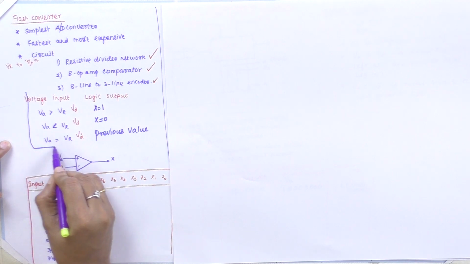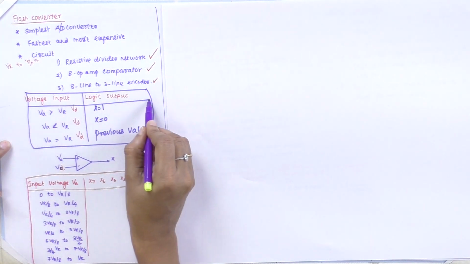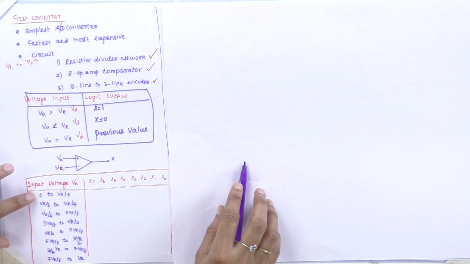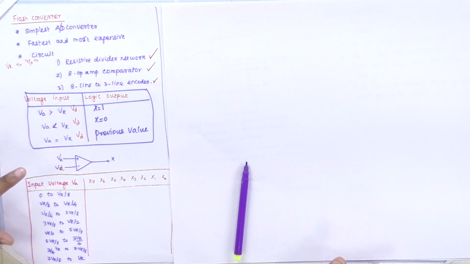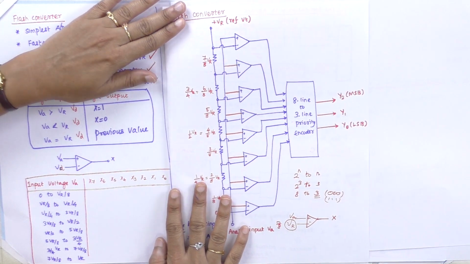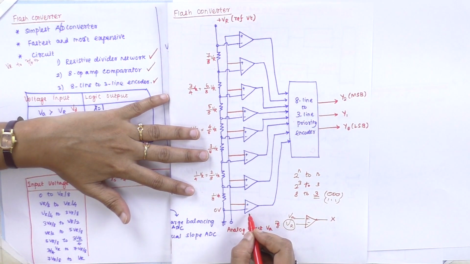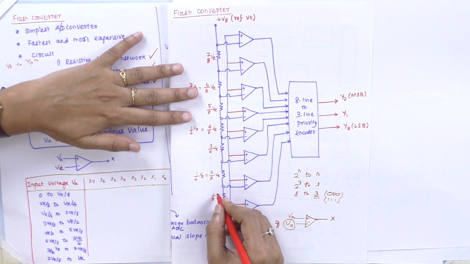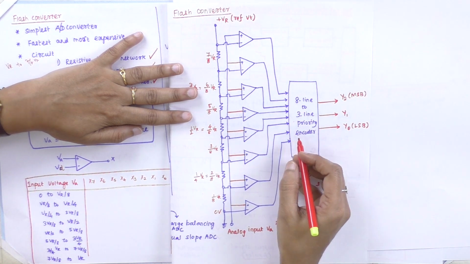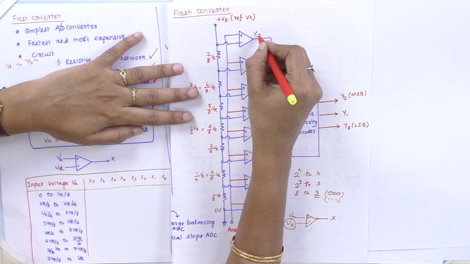So this is the factor, and based on this we are going to derive these values. In this condition, 0 to VR by 8. This is the diagram for the flash converter circuit. Initially it starts with 0 volt, and the next voltage is 1 by 8 VR. We mention the outputs as x0, x1, x2, x3 and so on. So this may be my x1.